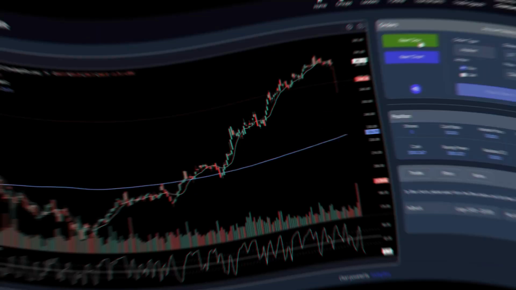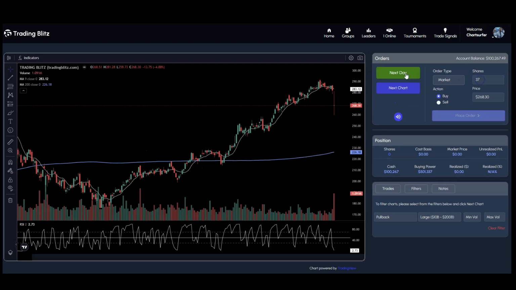Here we can see what a clean setup looks like. You can see that the stock is above its 200-day SMA, so the trend is considered up.